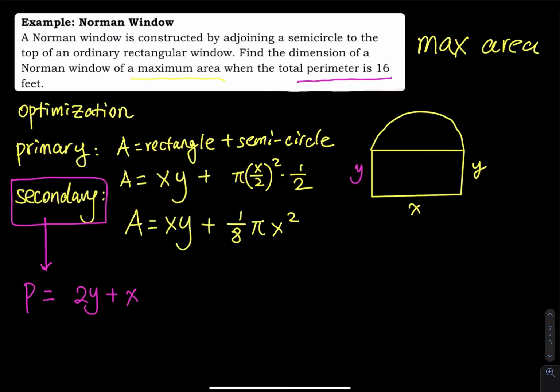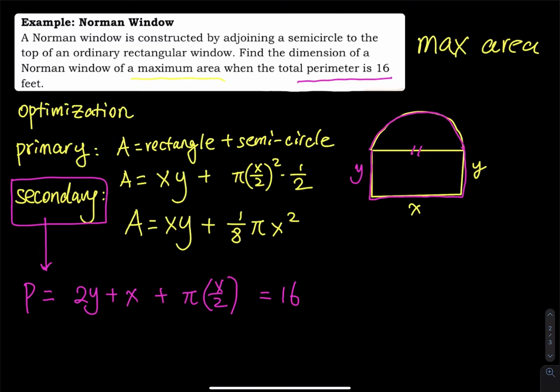The perimeter of a semicircle is pi times the radius, and the radius is half of x. So that's it. What is that equal to? That is equal to 16. You might ask, how come this is not 2y plus 2x? Because for the perimeter, we only need to find this and this. This edge doesn't count, so that's why I add 1x only, not 2x.